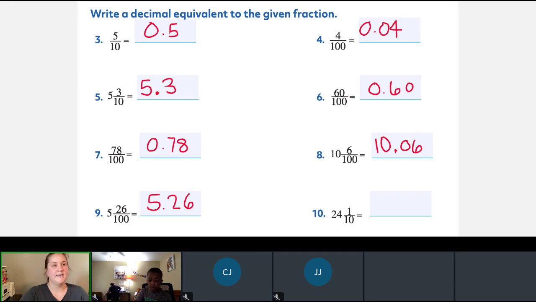Okay, number 10. Austin, I hope you're copying these down. This is your work sample. It is for a grade.